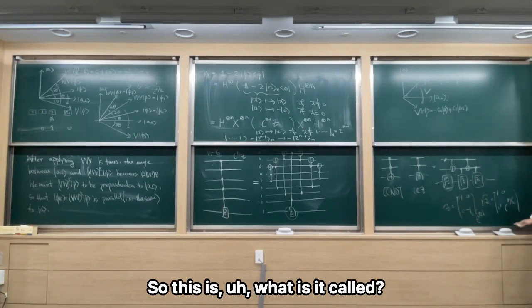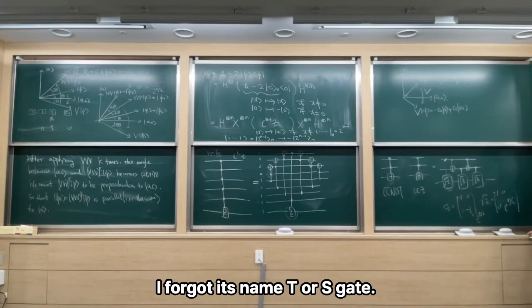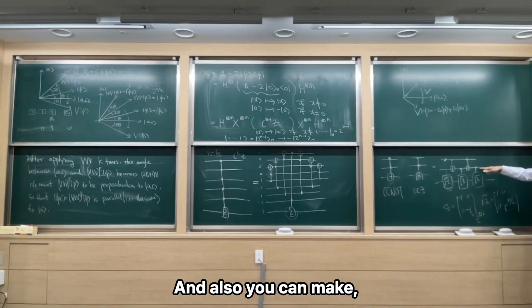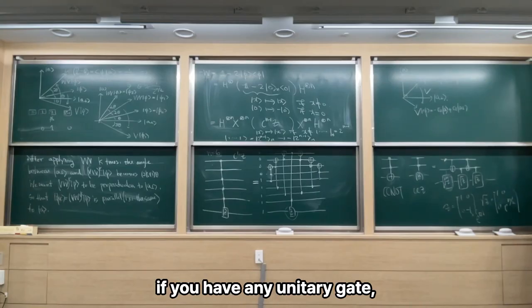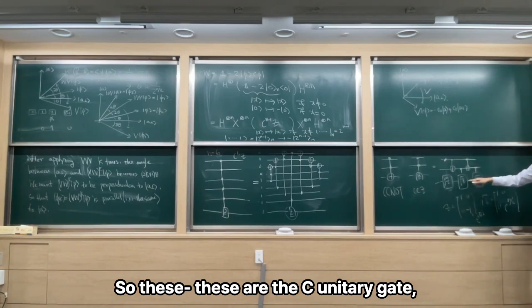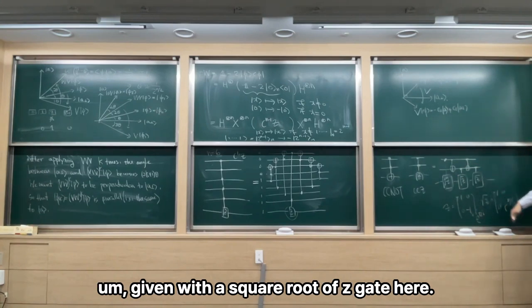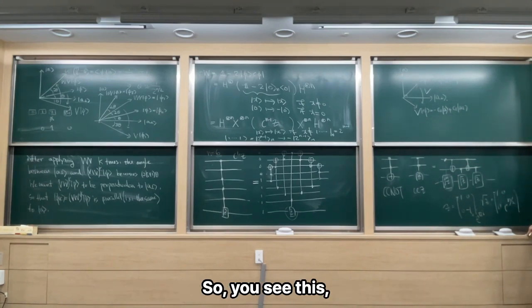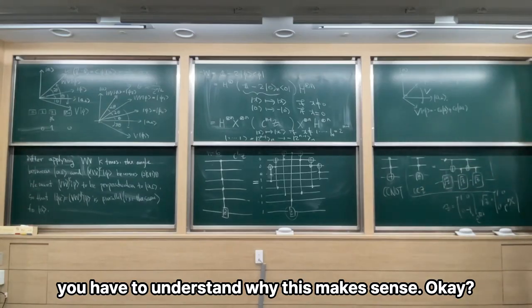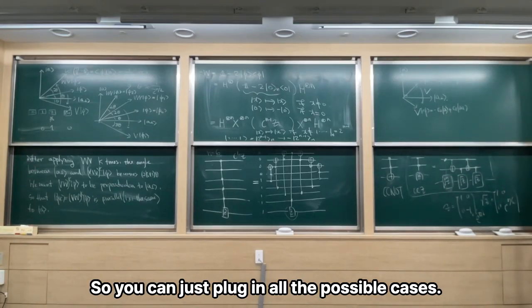What is it called? I forgot its name, T or S gate. So you can make this gate, right? And also, if you have any unitary gate, you can physically implement the C unitary gate. So these are the C unitary gates given with the square root of Z gate here. You have to understand why this makes sense. Okay, so you can just plug in all the possible cases.